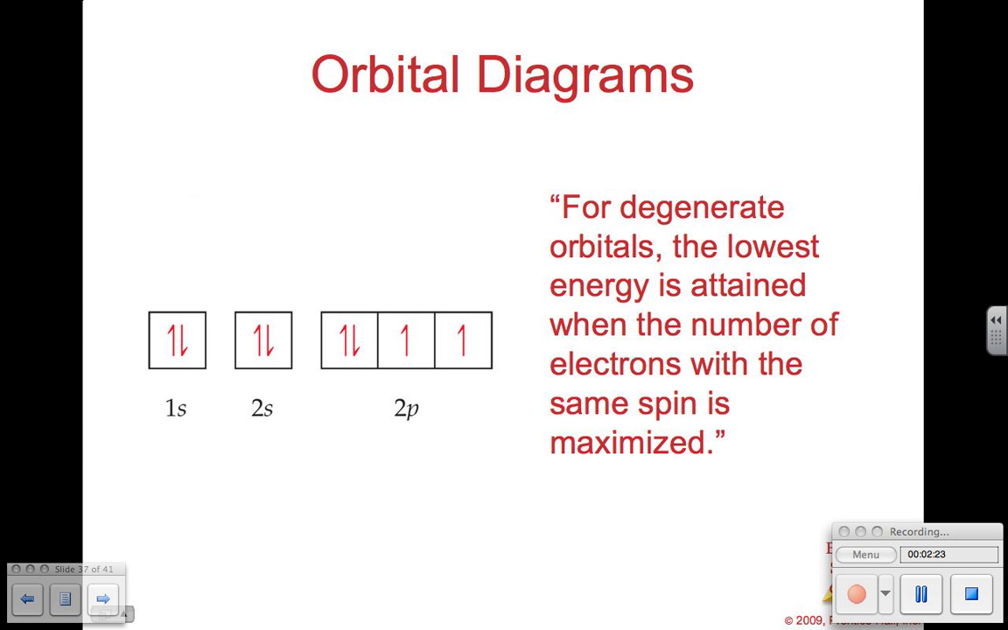Hund's rule is the idea that for degenerate orbitals, the lowest energy is attained when the number of electrons with the same spin is maximized. So we fill them first pointing up, and then we go back and point them down in the same orbital. For S orbitals, you don't really need to worry about it because you only have one orbital. But when we're talking about the P, the F, or the D, then you would fill all in the same direction, and then you would go and backfill going the opposite direction.